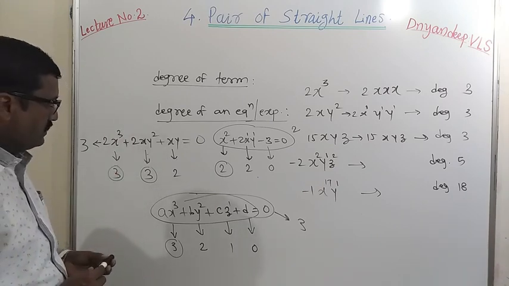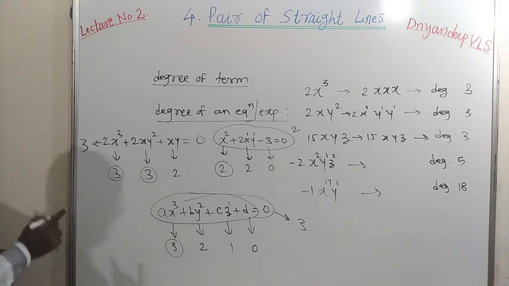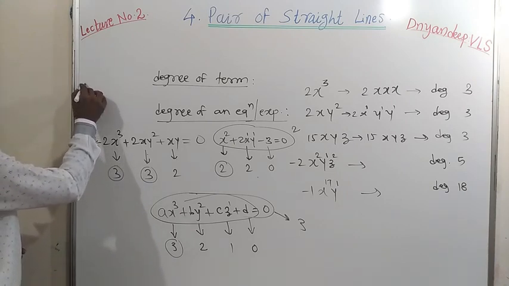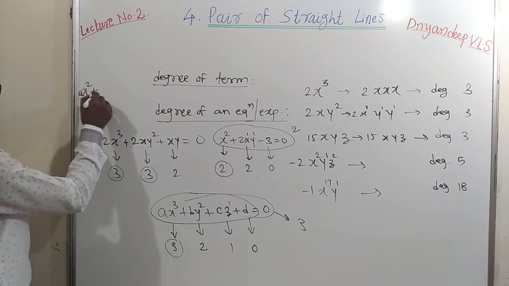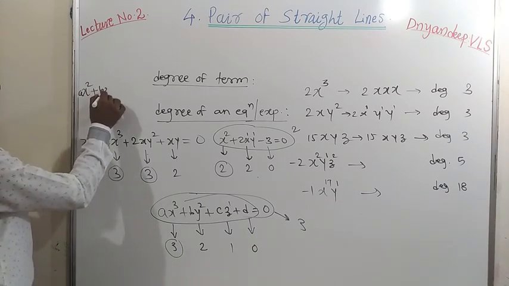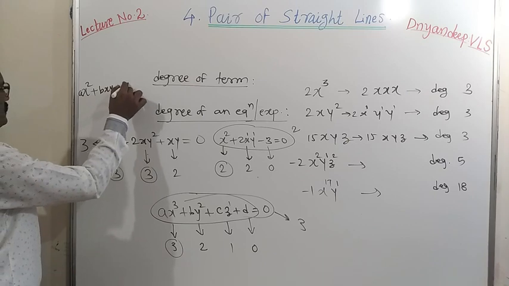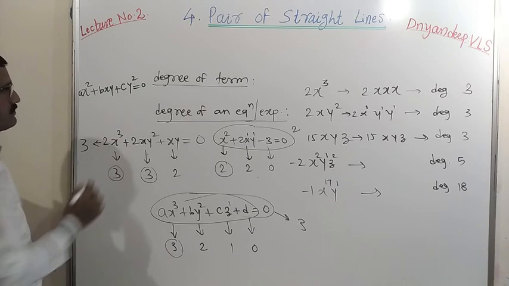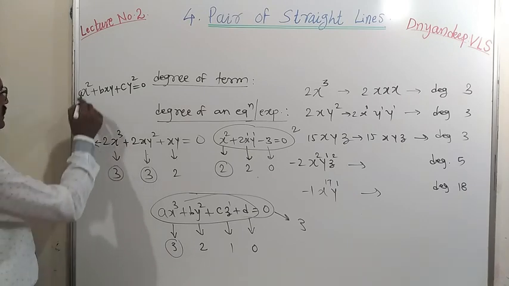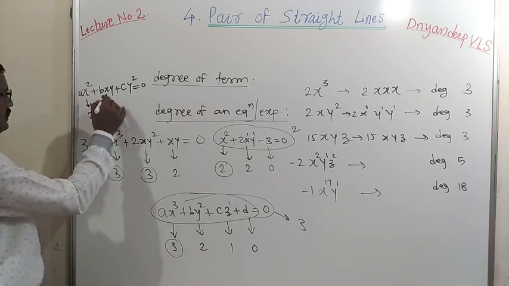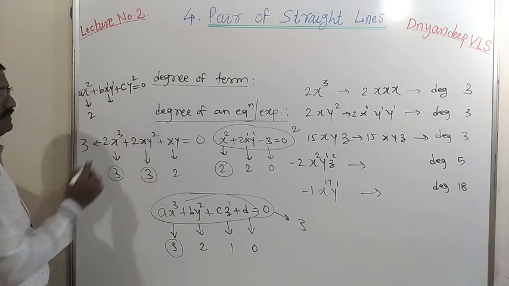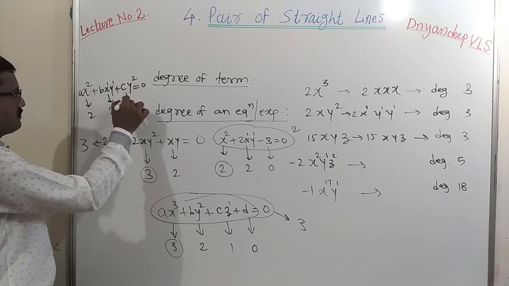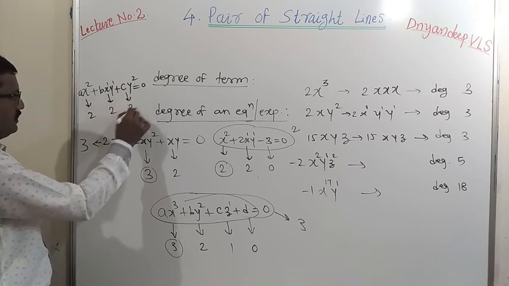Okay. Now we will observe, or I will write here one more example. Suppose ax square plus bxy plus cy square equal to 0. This equation is given. Then the degree of this term is 2. In this case the degree of x and y both are 1, so the degree of term is 2. Degree of this cy square is 2.